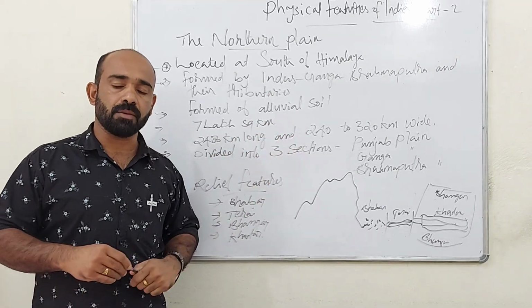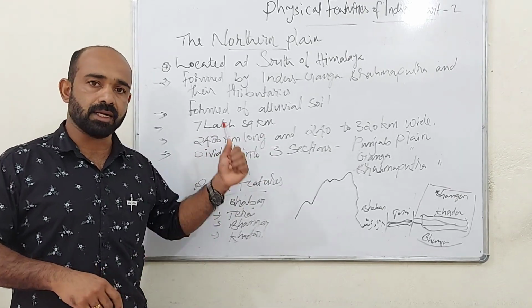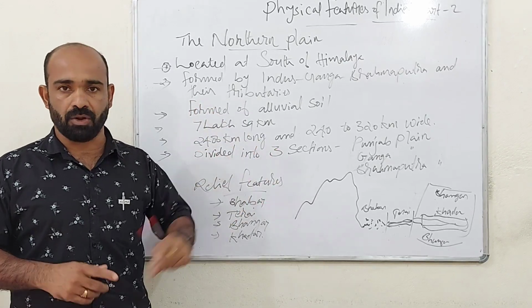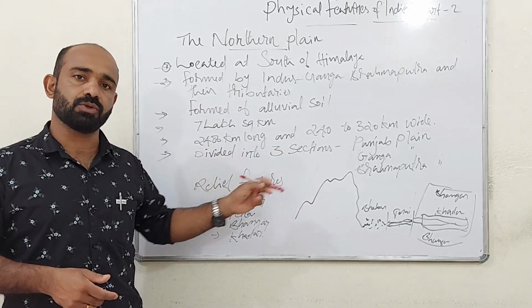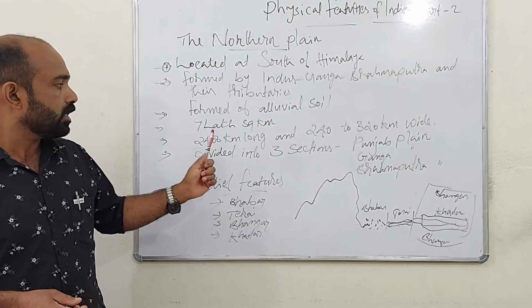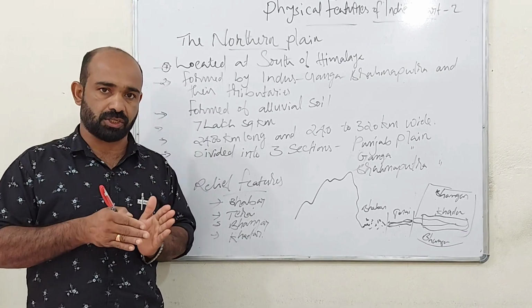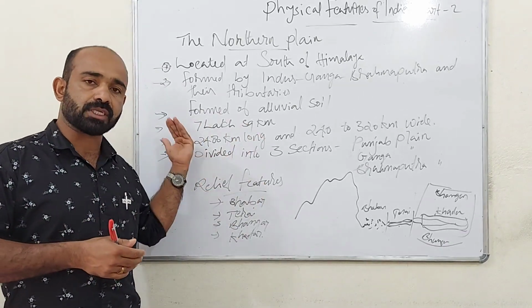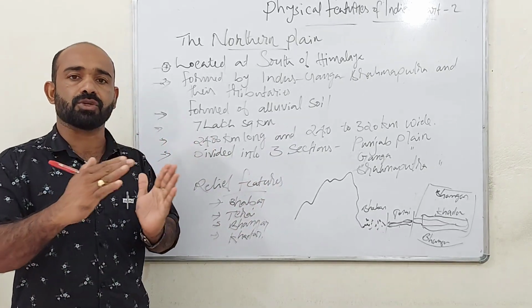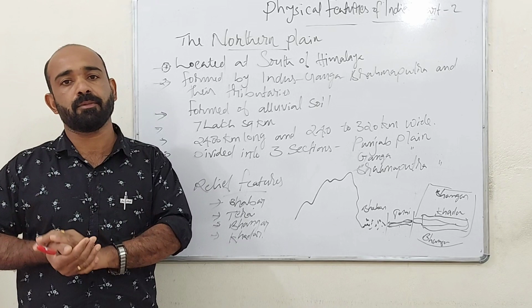This Great Northern Plain of India is around 7 lakh square kilometer, and it is 2400 kilometer long and 240 to 320 kilometer wide. It can be divided into three sections. The westernmost section is called Punjab Plain, the middle area is known as Ganga Plain, and the easternmost area is known as Brahmaputra Plain.